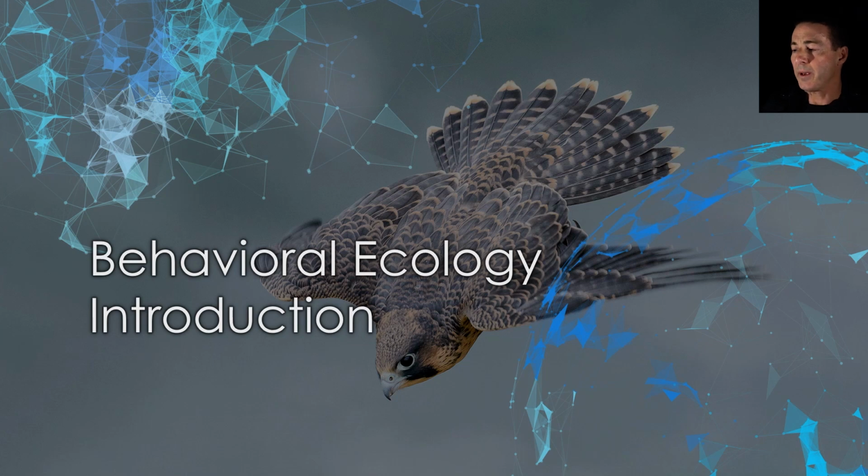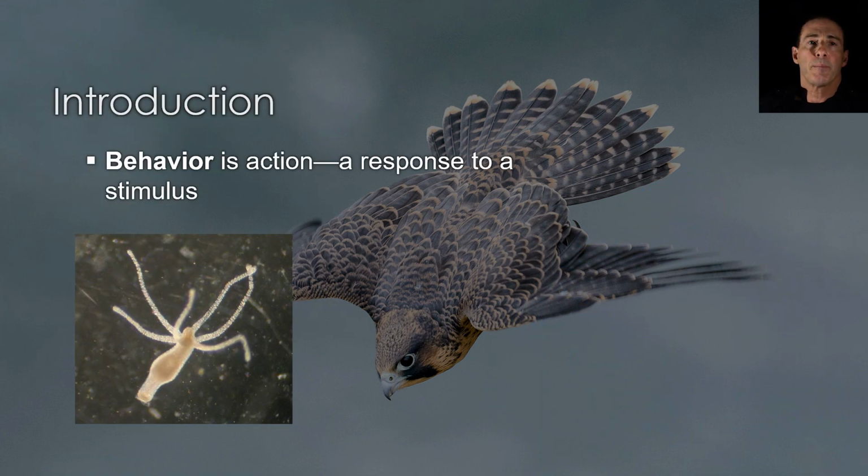Proximate causation explains how behaviors occur, while ultimate causation explains why they occur. Behaviors vary in flexibility and the extent to which they are learned or innate. Behavior refers to response to stimulus.